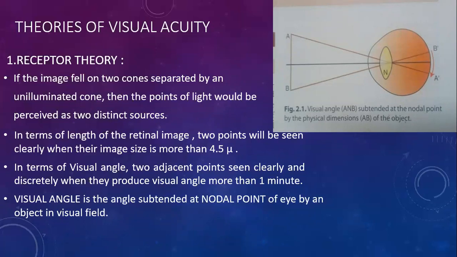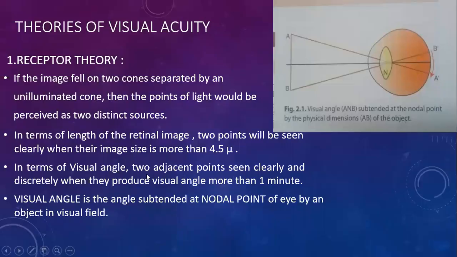That angle is subtended at the nodal point of the eye. Here you can see the nodal point of the eye. This is the center point of the lens, basically, through the principal axis or visual axis. This is called the visual axis. So the object forms an angle, or subtends an angle, at the nodal point. That is called the visual angle. This whole thing is a visual angle. This one is A N B. That's called A N B.